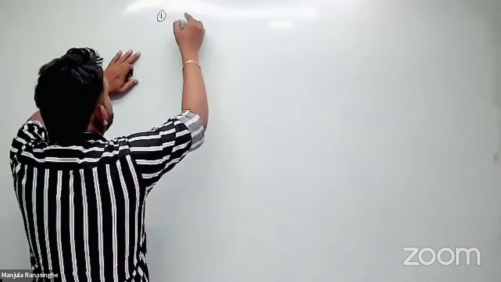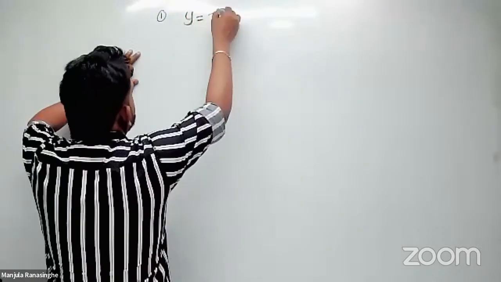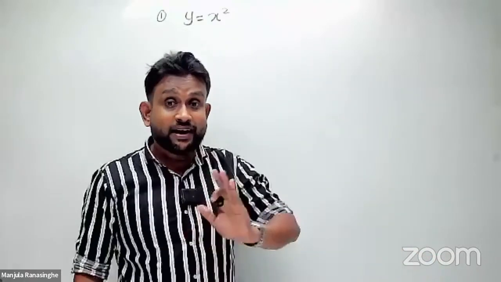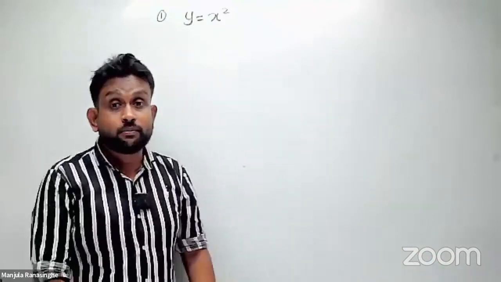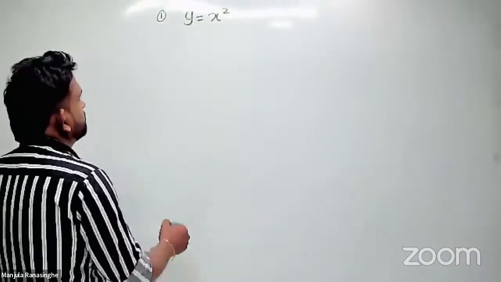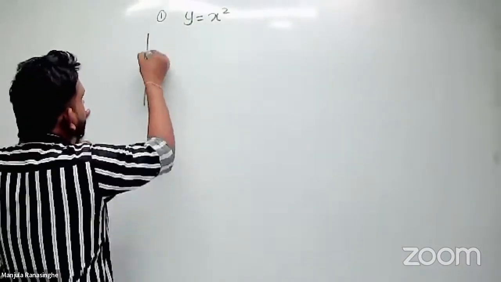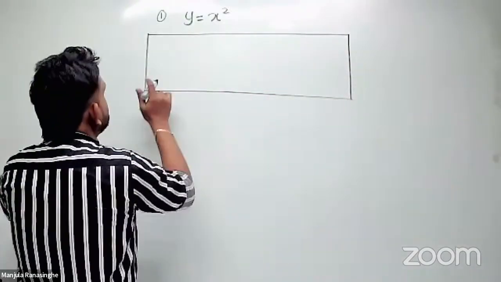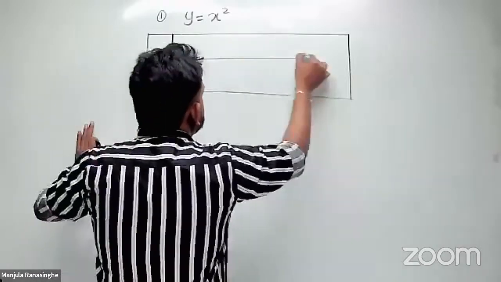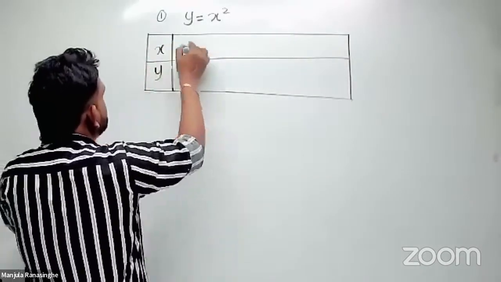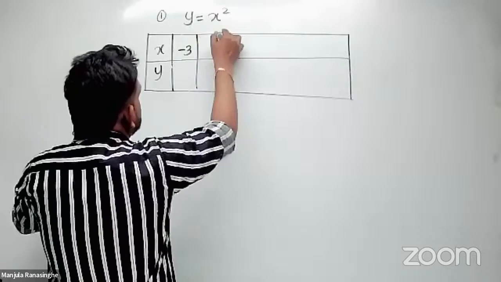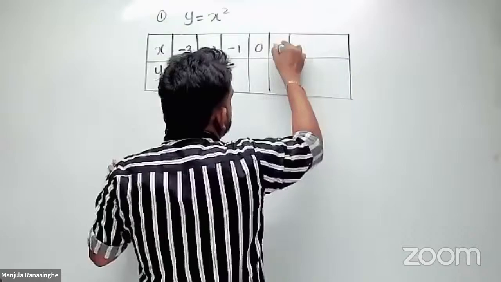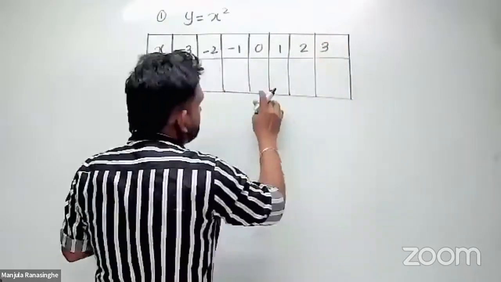First, in your graph book, you have a page for the writing and a page for the graph. On the writing page, you write this equation. Then this is the incomplete point table that is given in the exam. They may fill up some points and you are asked to fill the balance. -3, -2, -1, 0, +1, +2, +3.